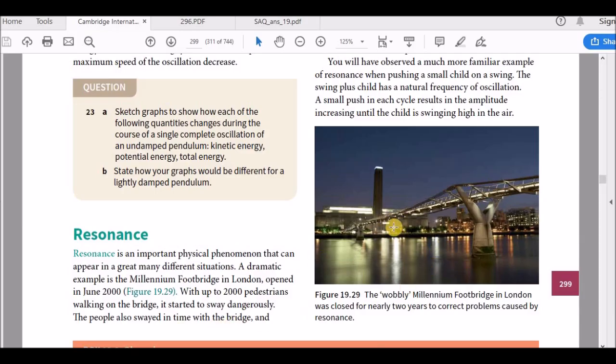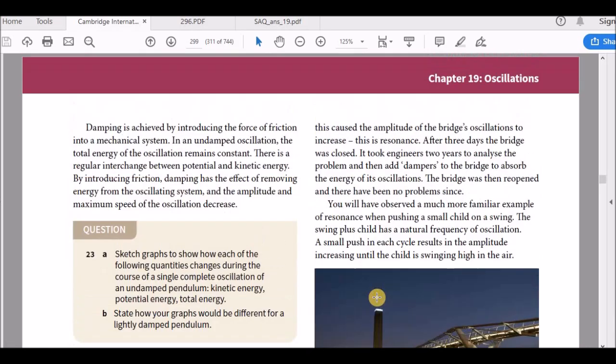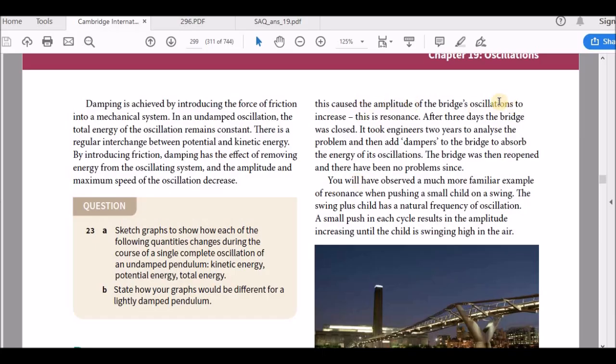Okay, when people were walking, the bridge started swinging, so the people also started swinging with the bridge in the same way the bridge was swinging. So they swayed in time with the bridge, and this caused the amplitude of the bridge's oscillation to increase. So then you get resonance.